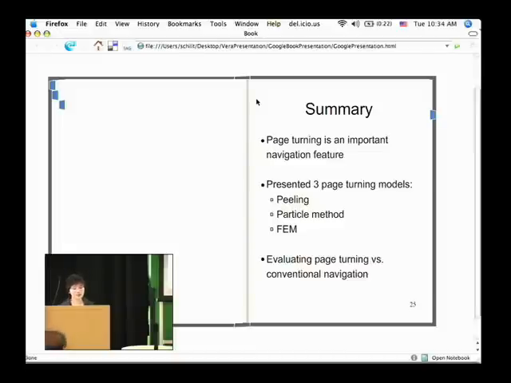In this talk, I have presented 3 page turning models: the peeling, particle method, and the finite element method, where the peeling has become the chosen one because it requires a lightweight programming environment, and the finite element method is the one that's the most realistic.